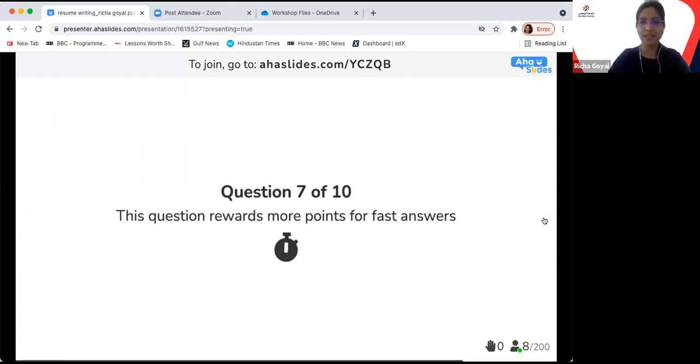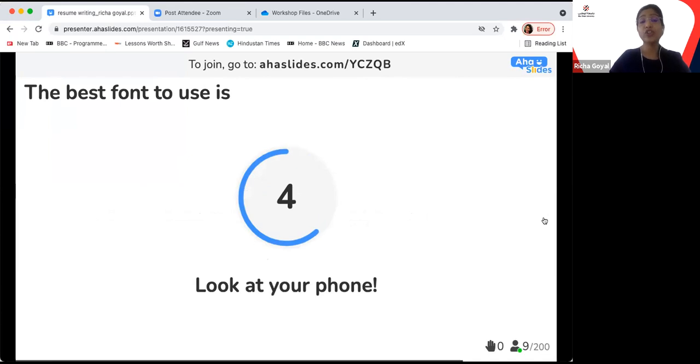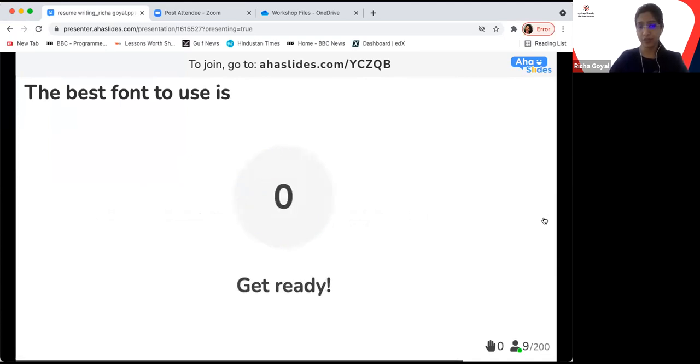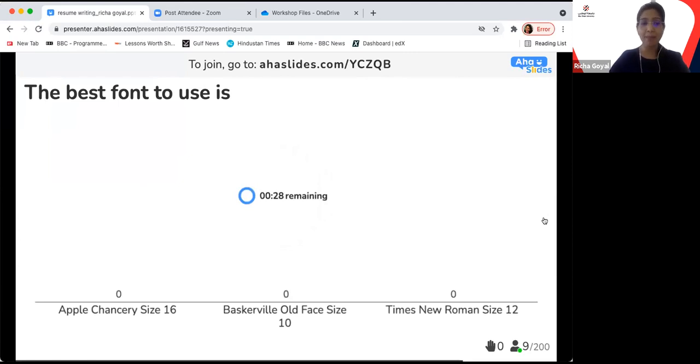So question 7. The best font to use is, what type of font should be used on the resume? There are 3 options, you have to pick one. Apple Chancery, size 16, Baskerville Old Face, size 10, or Times New Roman, size 12.